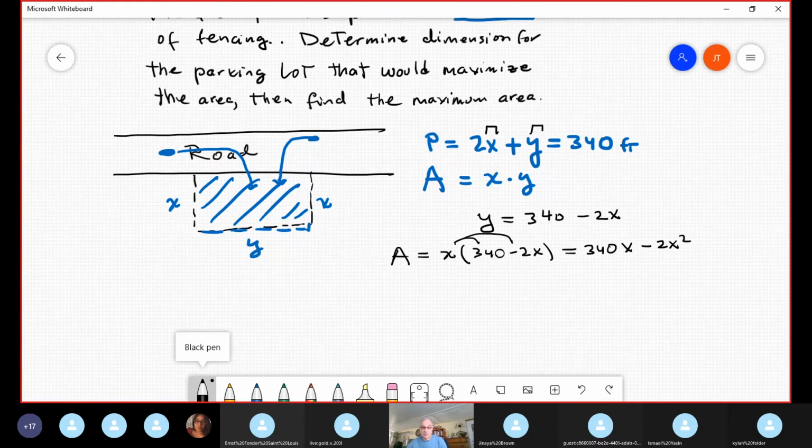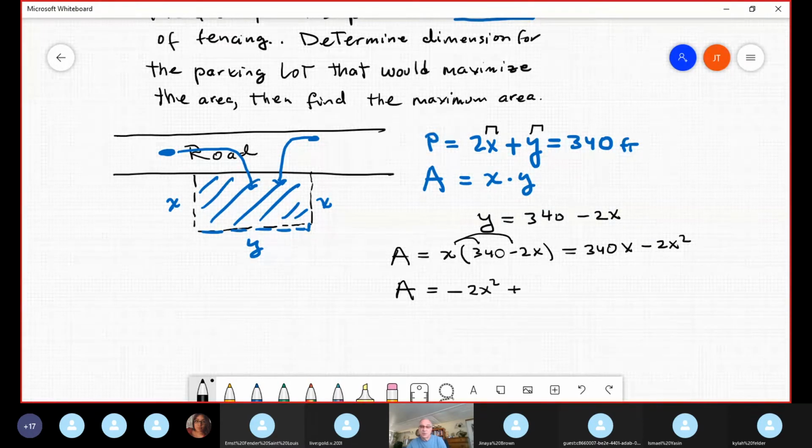So the area, let me copy, but let me copy in another way. I realize, wow, it's a quadratic function. How do you know it's a quadratic function? Because this term indicates that it's a quadratic function, right? So immediately, I organize it in that way: minus 2x squared plus 340x, and that's it. So it's a quadratic function.